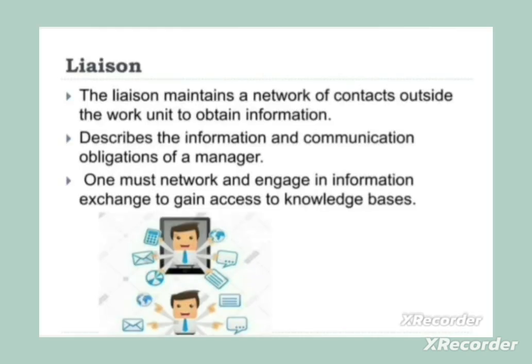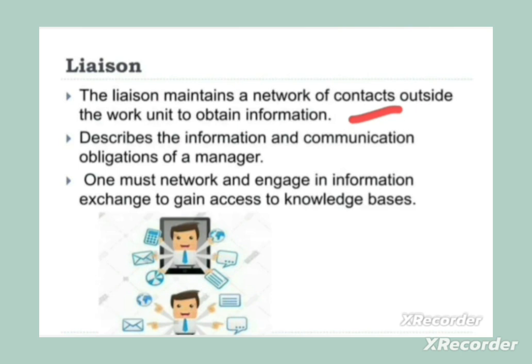The next function is the liaison. The liaison maintains a network of contacts outside the work unit to obtain information. Liaison means he has to maintain contact outside the organization. You can say it is relationship maintenance. The manager has to maintain a relationship with outsiders. It may be the suppliers, it may be the customers, whatever is outside the unit of production. Then the liaison role has to be performed by the manager.